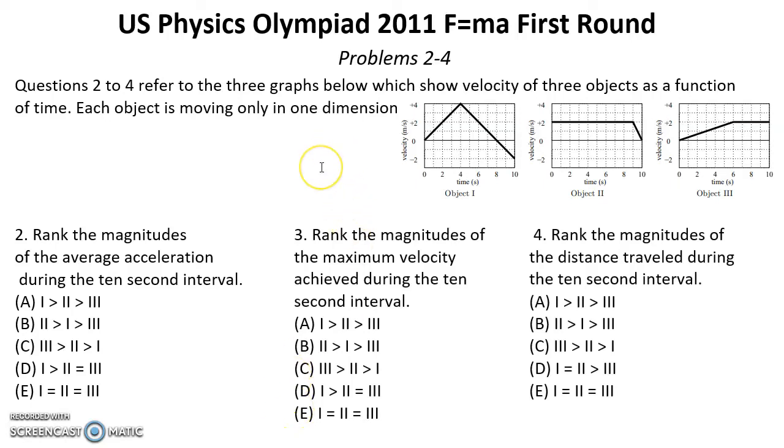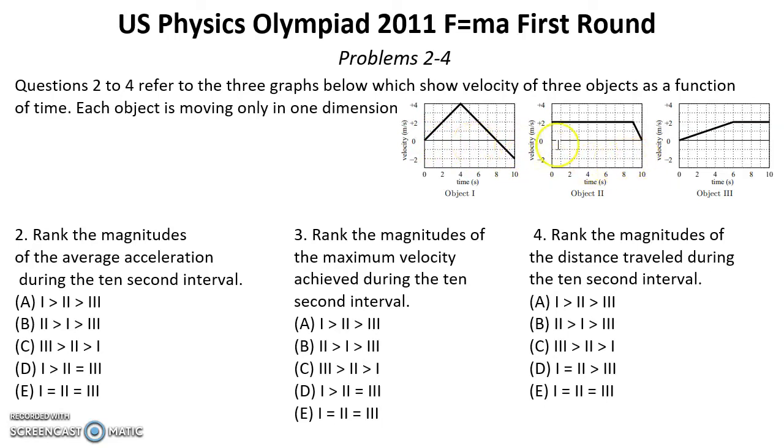Let's see. By definition, average acceleration equal to final velocity minus initial velocity divided by total time. Total time everywhere is the same, it's 10 seconds. And the difference between the final and initial velocities are the same. That's 2 meters per second.